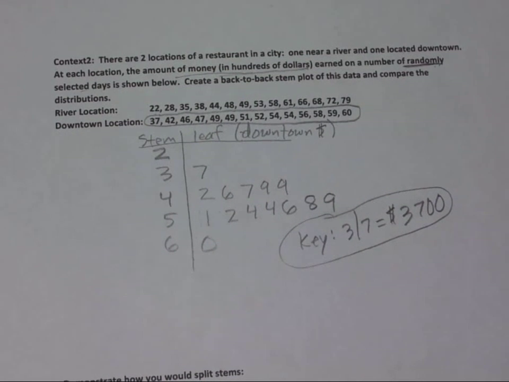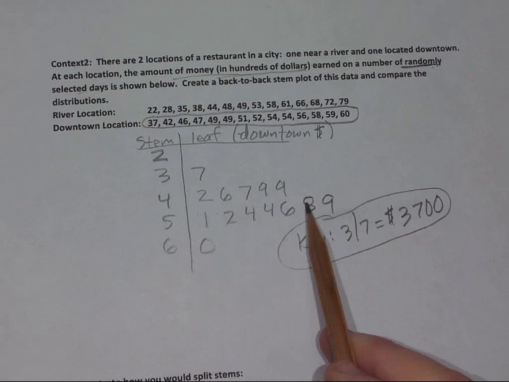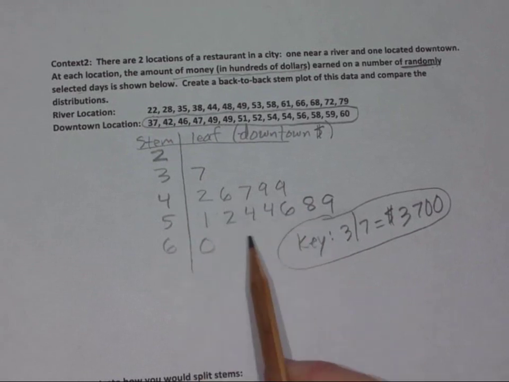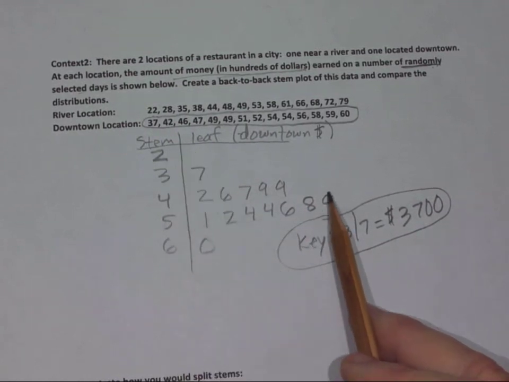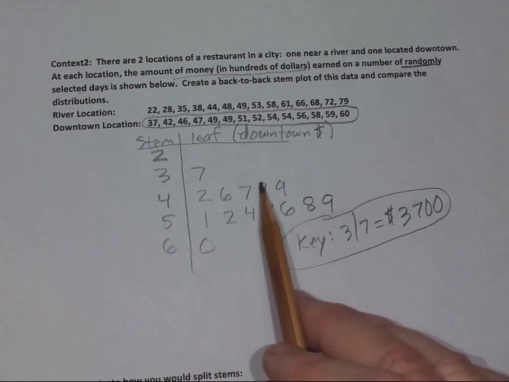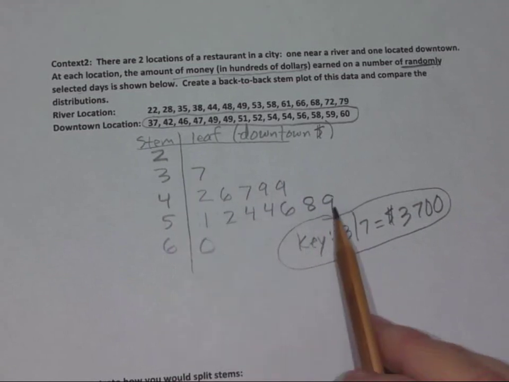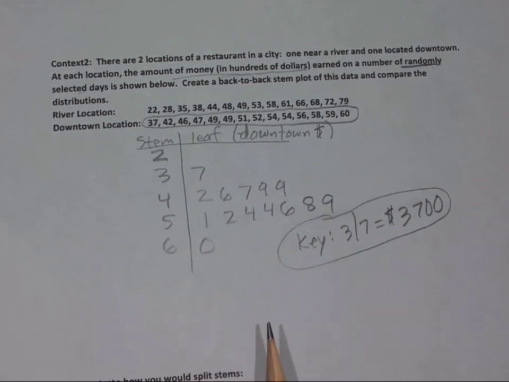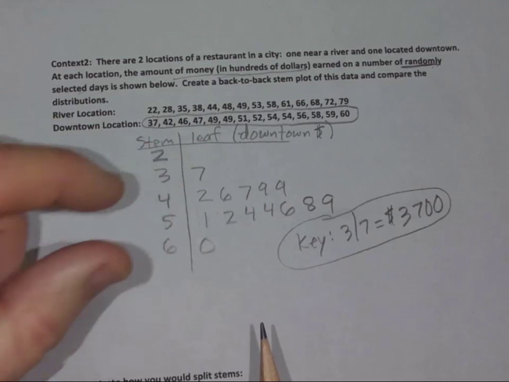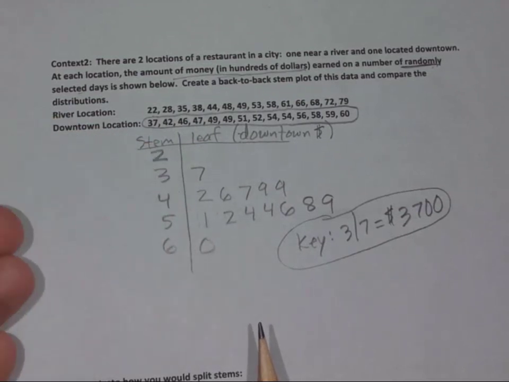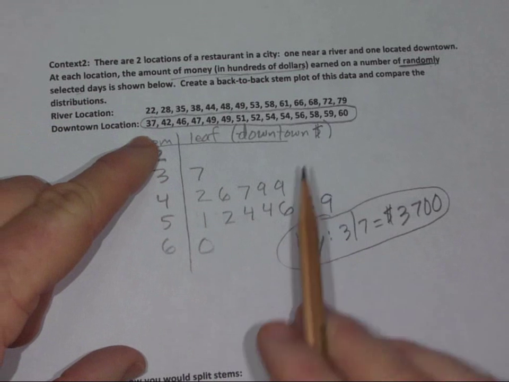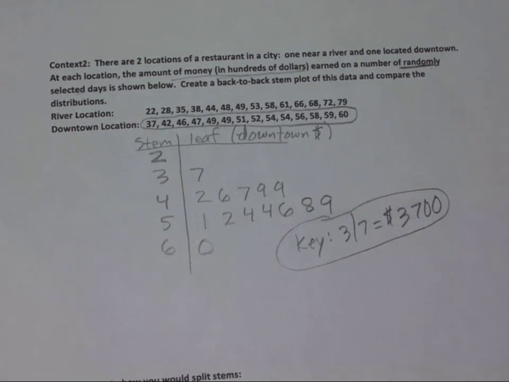Now, if you're asked to describe that, you would say the center of this is somewhere around 50. The shape is pretty symmetrical, mound-shaped, or unimodal. There appear to be no outliers, no unusual values. In regards to the spread, the numbers vary from 37 to 60, so the range is going to be 23, as we will discuss next time. So that is a stem plot.